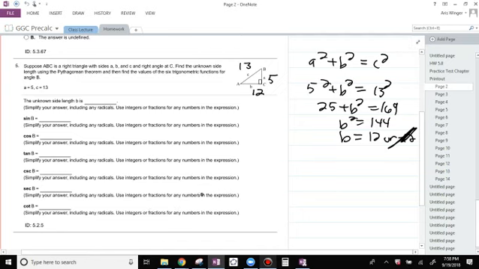The unknown side, B is 12, and we'll burn through these. This is in reference to B, so they're being annoying. So the sine of B is the opposite over hypotenuse, 12 over 13. The cosine of B is adjacent over hypotenuse. Tangent is sine over cosine. Cosecant is 13 over 12. Secant, 13 over 5. Cotangent, 5 over 12.